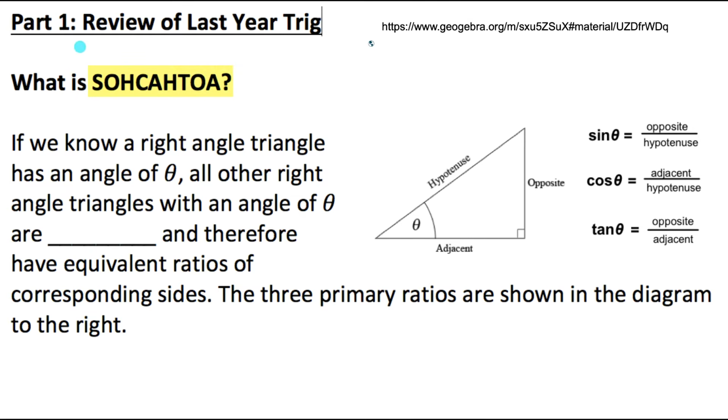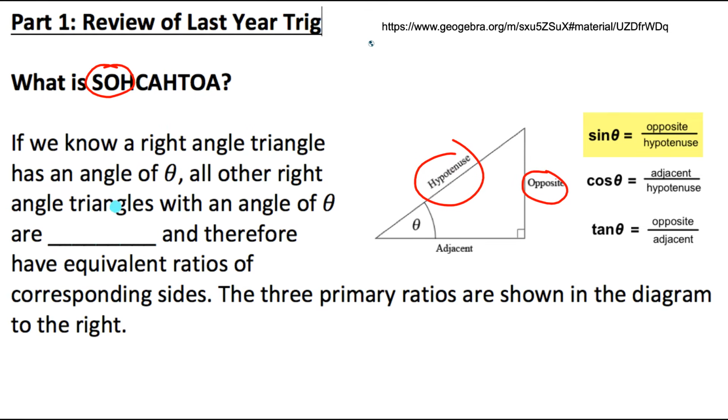SOHCAHTOA, you would have learned about that in your grade 10 math class, and you know that's just an acronym that tells you about ratios of pairs of sides in a right triangle. So if we have a right triangle with a reference angle theta, if you see sine of that reference angle, you know that word sine tells you that from that reference angle, what we're looking at is the ratio of the opposite side over the hypotenuse.